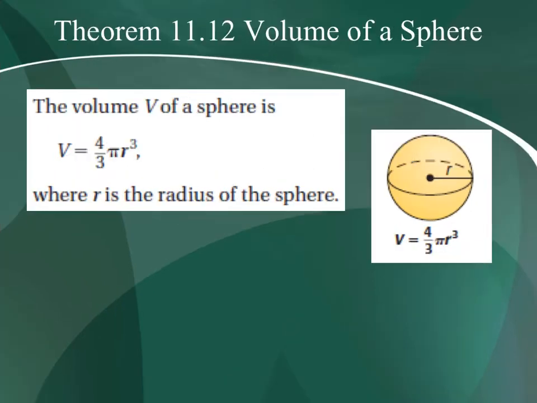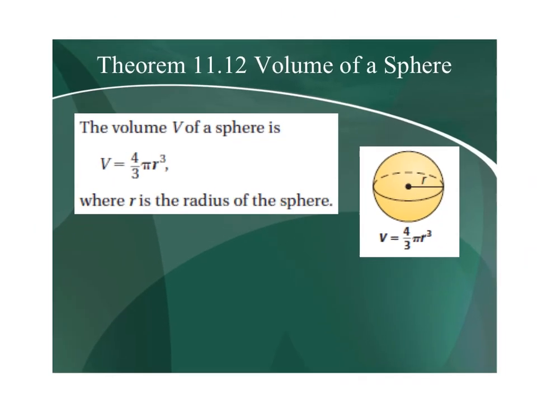The next slide has the volume of a sphere. And that formula is represented by 4/3 pi times the radius cubed. Again, where r represents the radius of the sphere.